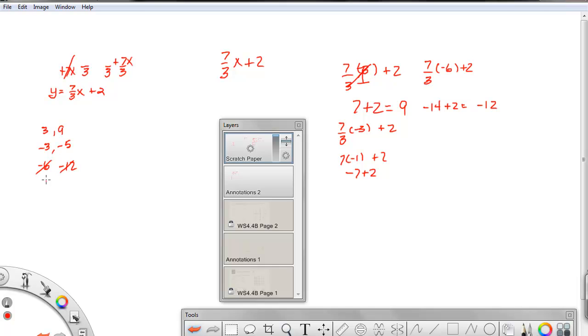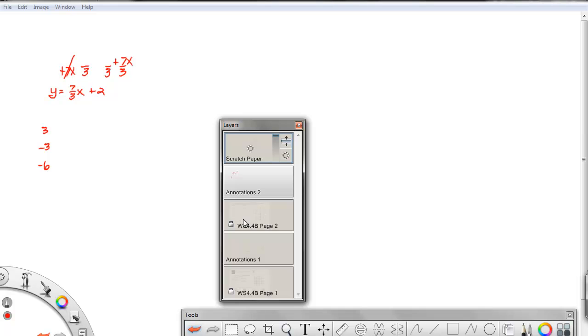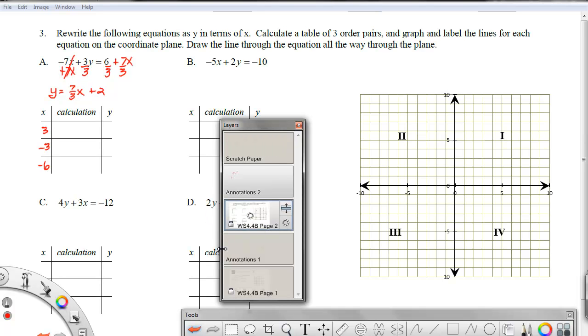Let's try 0. That ought to make it easy. So 7 over 3 times 0 plus 2, that gives me 2. So 0 and 2. So my ordered pairs are 3 and 9, a negative 3 and a negative 5, and 0 and 2. Okay, let's go back to our page. So do you see how I'm getting those numbers?